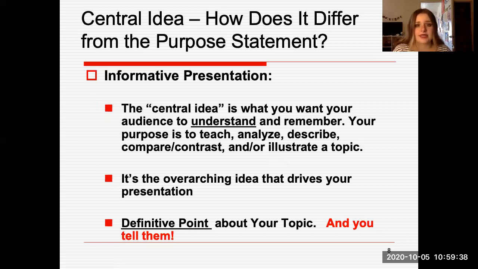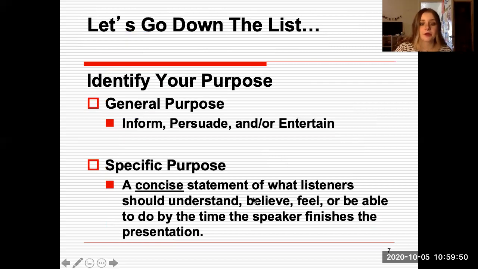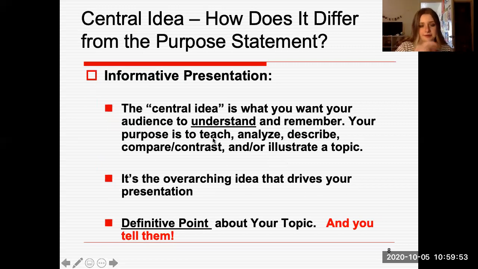The central idea is what you want your audience to understand. Your purpose is to teach, analyze, describe, compare and contrast, and/or illustrate on a topic. So this will be similar to your purpose statement, but this is going to be more of an overview of what your speech is going to be about. And so this is the definitive point about your topic.